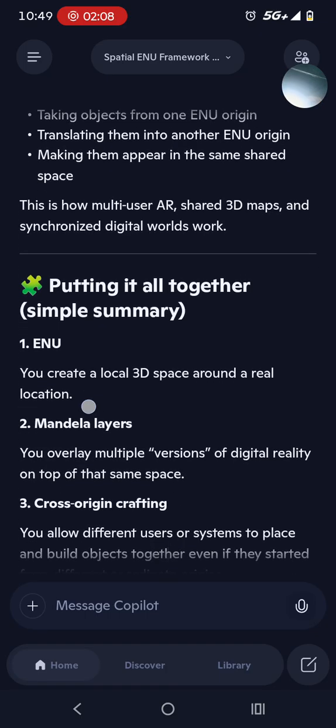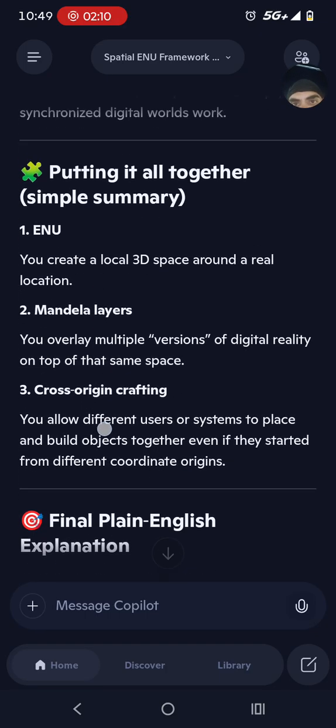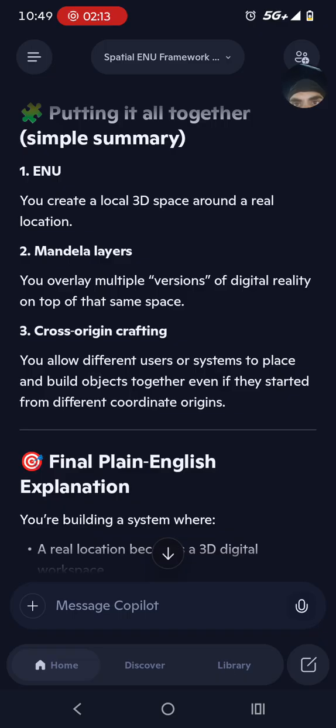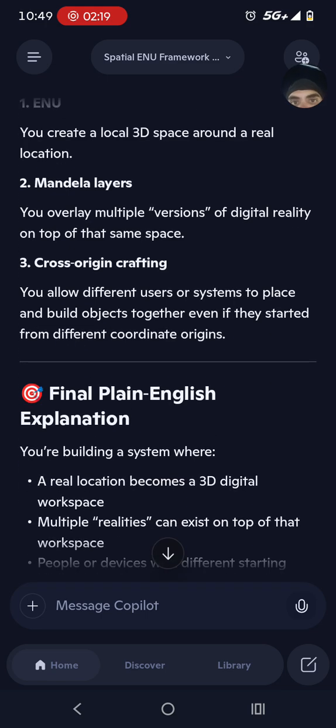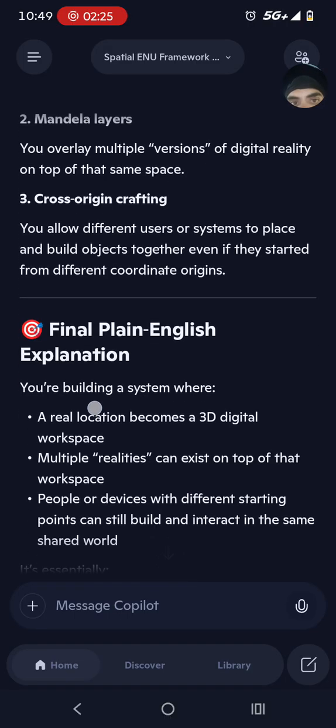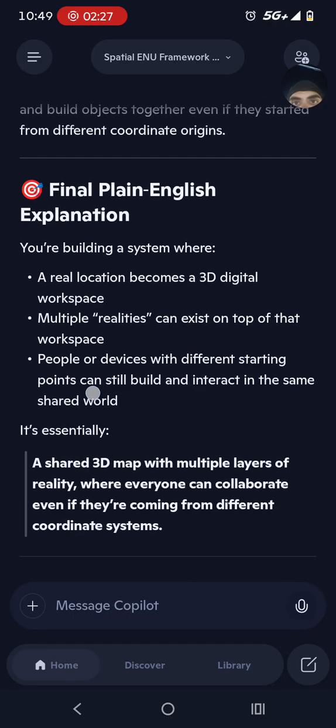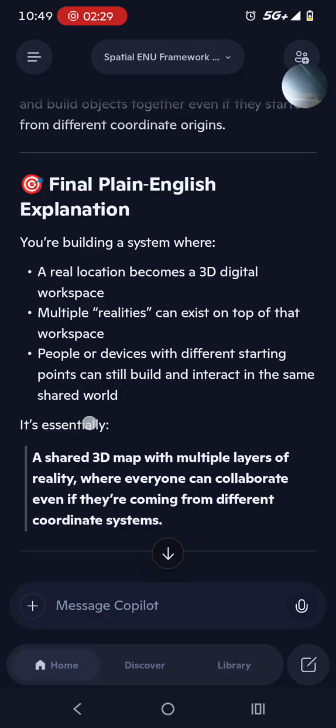Putting it all together, simple summary. ENU: you created a local 3D space around a real location. Mandela layers: you overlay multiple versions of digital reality on top of that same space. Cross-origin crafting: you allow different users or systems to place and build objects together even if they started from different coordinate origins. Final plain English explanation.